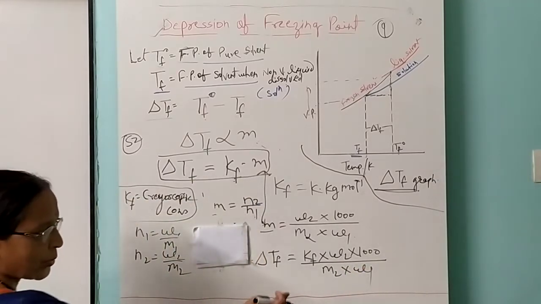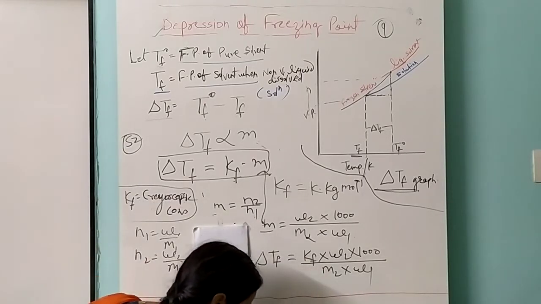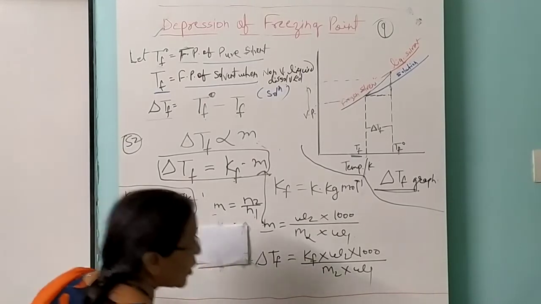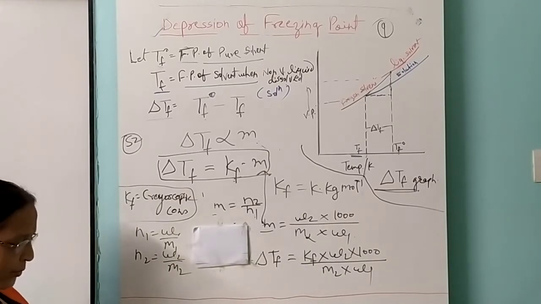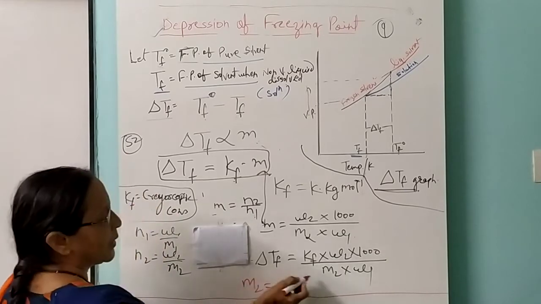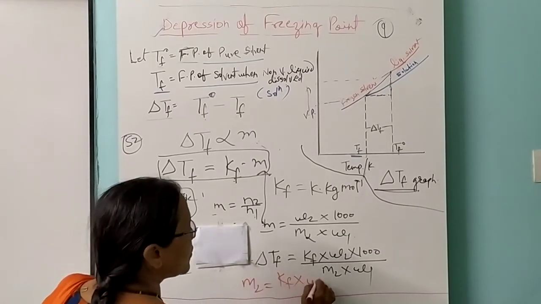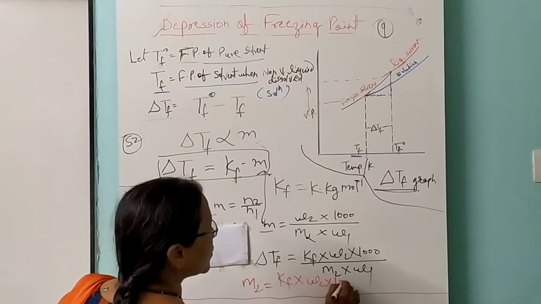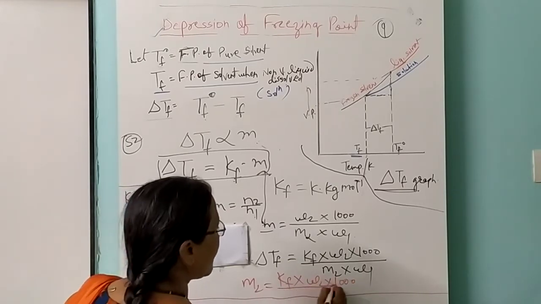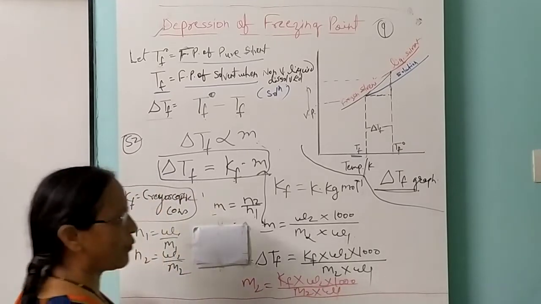Now, students, I want to calculate M2, that is the molar mass. So M2 is equal to Kf into W2 into 1000 upon delta TF into W1.